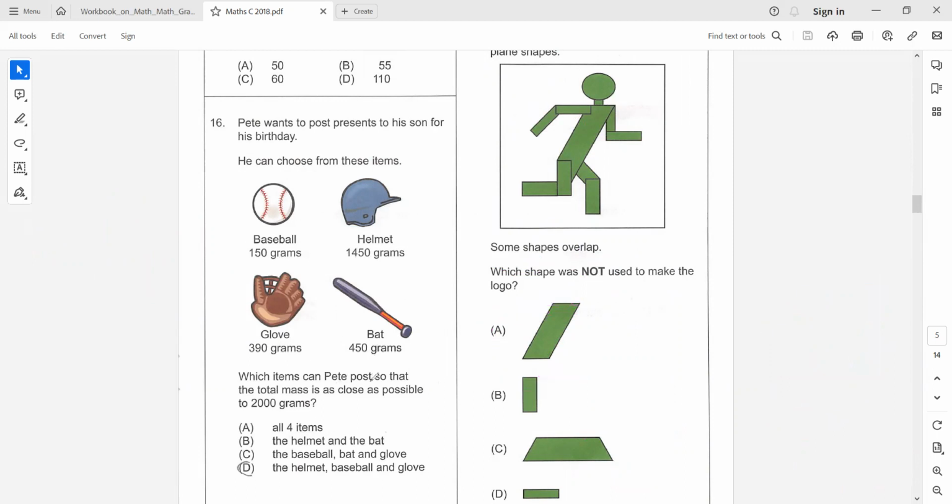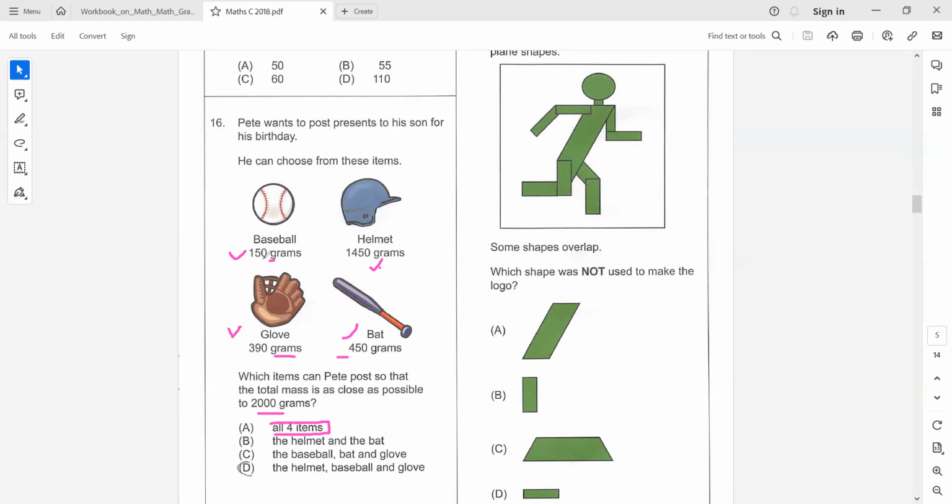Now, which items can Petty post so that the total mass is as close as possible to 2000 grams? That is the measurement, grams. It's all in grams, there's no problem, right? No kilograms or tons. Then we want to get the total of the items, all 4 items. Did you add this one? Yes, and it can't be all 4 items. It goes way over 2000.